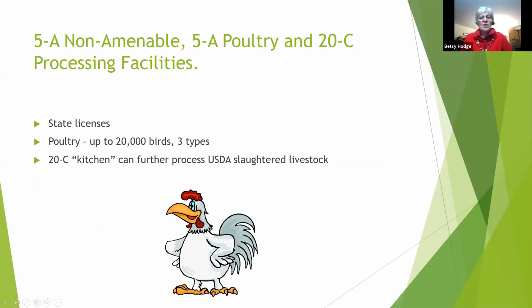And if you've heard of 20C, there's a 20C kitchen. We actually have one of those at the Cooperative Extension farm. And we have the kitchen, but if you wanted to use the 20C kitchen, you have to get your own 20C license. And you could take USDA slaughtered livestock and process it in the 20C kitchen and sell it as if it were USDA processed.